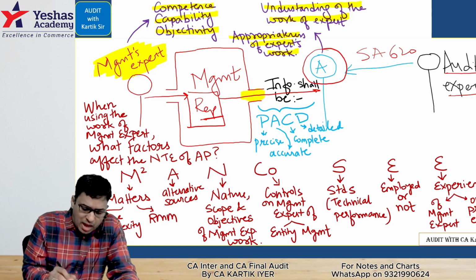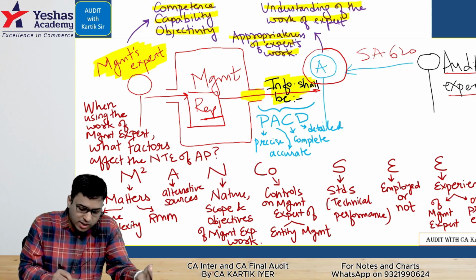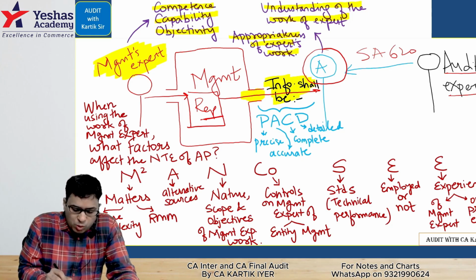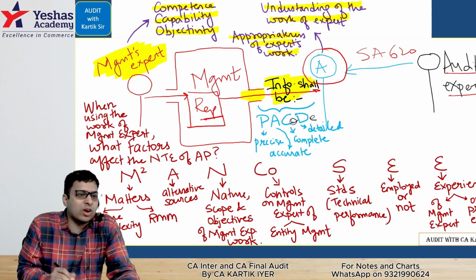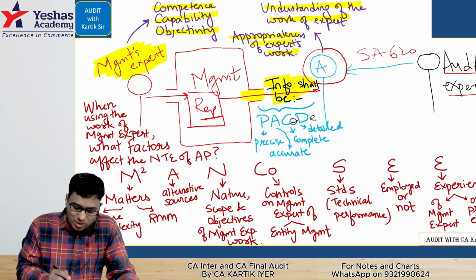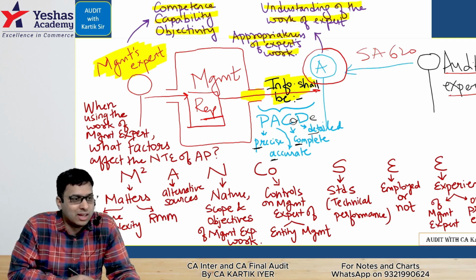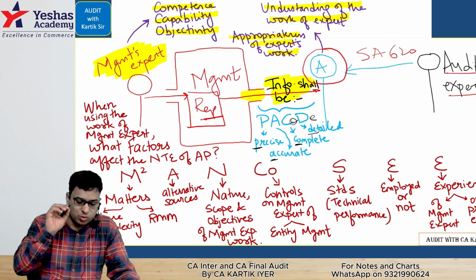Question number 10. When the management expert gives any information, the information shall be... We did a code in the class, if you remember, a code called Pakode. I told you many codes can come: Pakode, Deepak, Kapde, or Deepak ke kapde pe gir gaye pakode. You can do all these things. So what is Pakode? Let's do it one piece at a time. First of all, information should be precise, accurate, complete, and detailed. Now you can do whatever you want with the code.